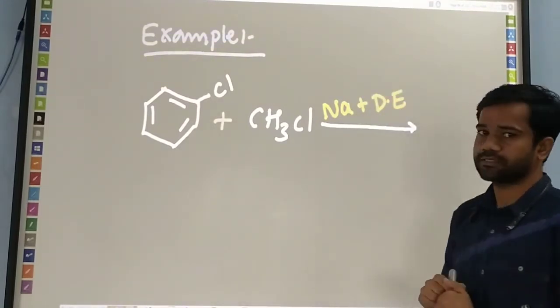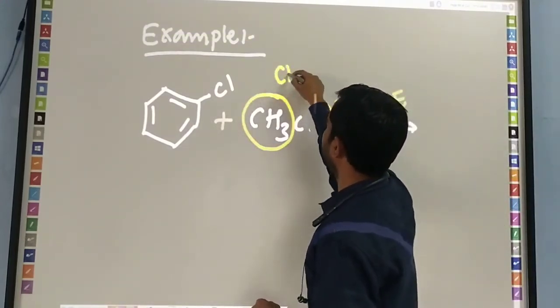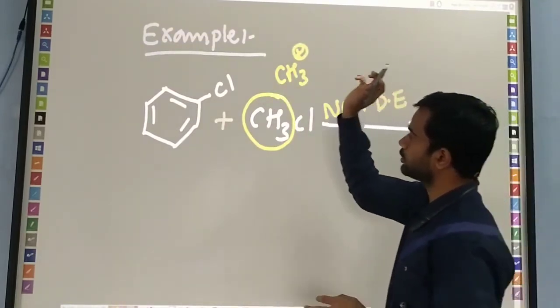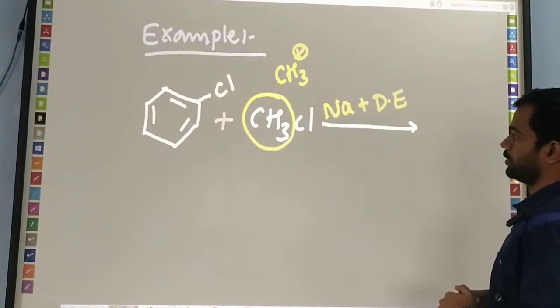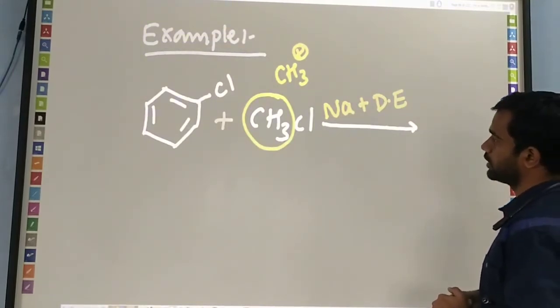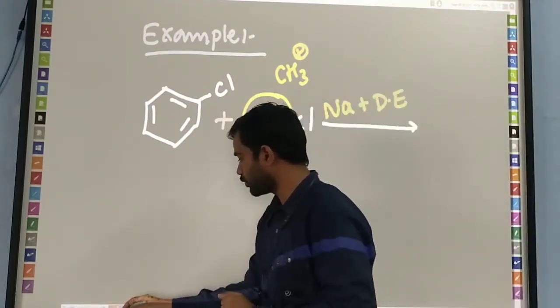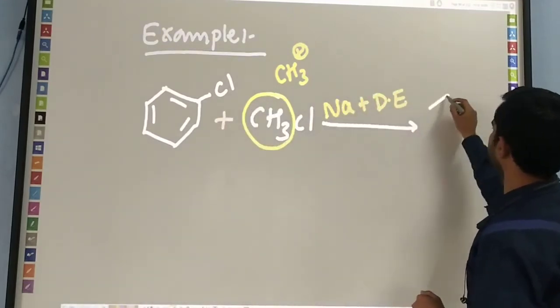Can you tell which one is the electrophile here? Definitely the methyl. This methyl carbocation is our electrophile, which is going to attack the position where the chlorine is present. That is where the reaction will take place. There will be formation of the product like this. Let's see the product. The product is going to be like this.